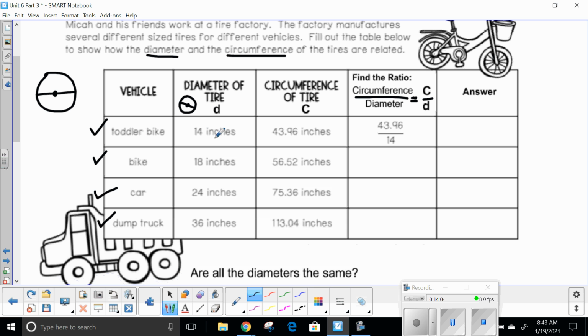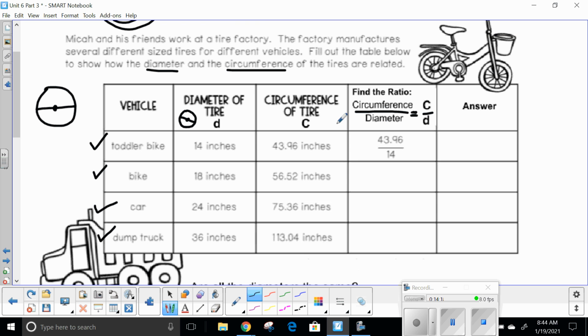The diameter for this bike is 14 inches. The diameter for this bike is 18 inches. And 36, which makes sense because they're getting bigger, right? The tires are getting bigger. And then we talk about the circumference of the circle.